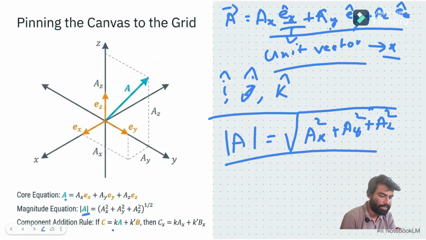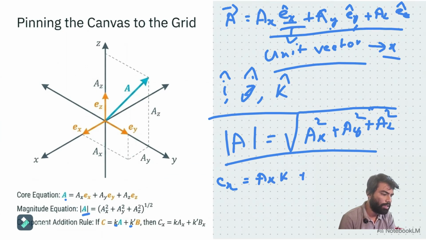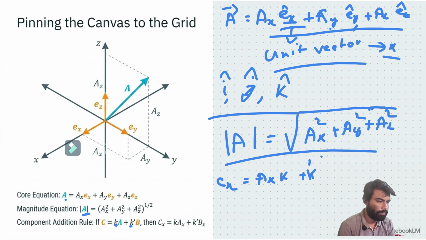Now, another interesting rule is the component addition rule. If you multiply a scalar k with a, and a k prime with another vector b, and the resultant is c, then for every component this is true. Like for cx, you can find that it is ax into k plus k prime bx. For y it is similarly true, and for z it is also true.